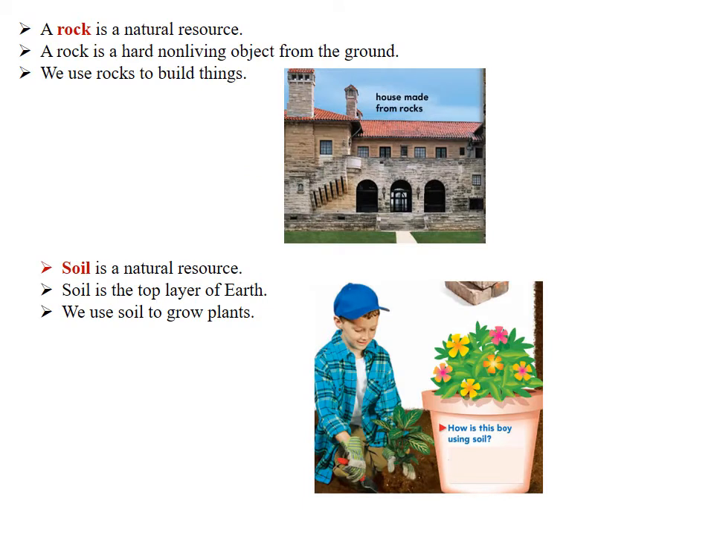Rocks are a natural resource also. A rock is a hard non-living object from the ground, and we use rocks to build things. For example, this house is made from rocks. Soil is a natural resource too. Soil is the top layer of Earth, and we use soil to grow plants.